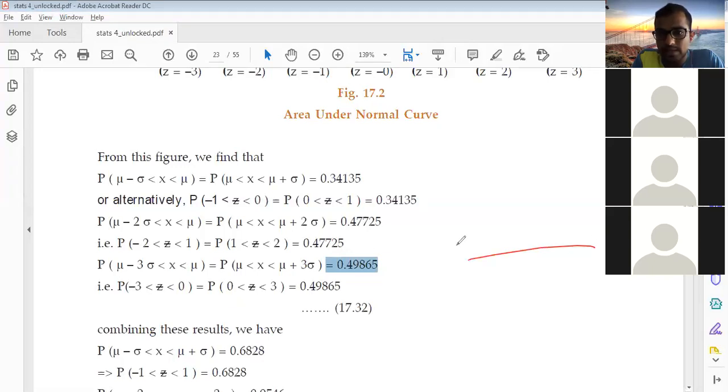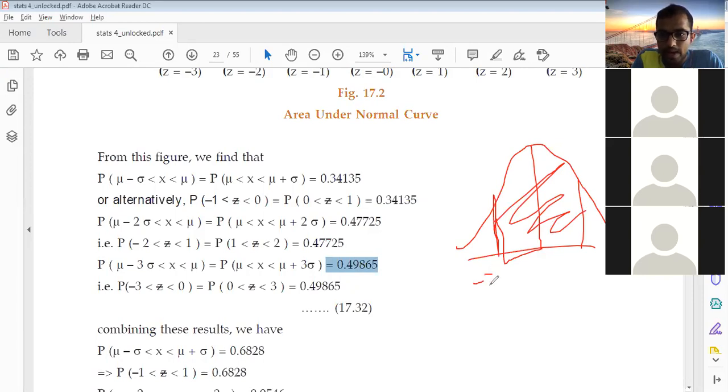For example, if somebody asks you, what is the value of the area from here to here, and they tell you it is minus 2 to plus 2? If they ask you this area, you should know it, students. Minus 2 to 0 or 0 to 2, any one, if I know, is enough, sir. I can make it double. It is 0.47725. Just multiply into 2, students. For 1, how much is it? 0.6826. For this one, it is 0.9546 something. Add this.